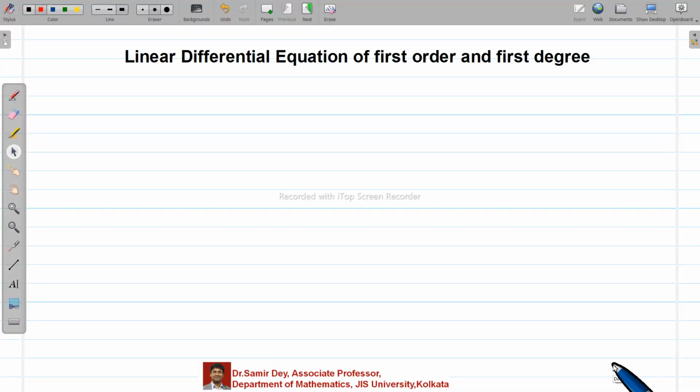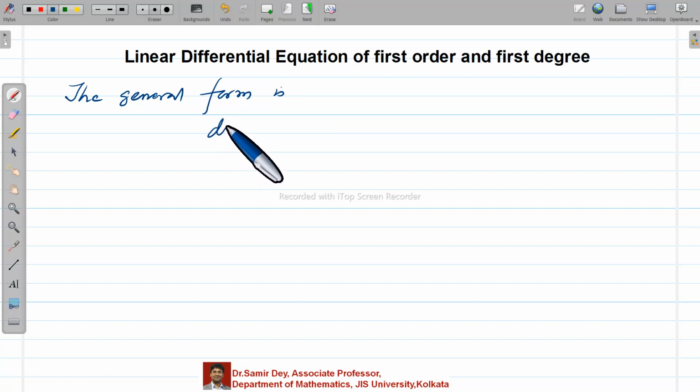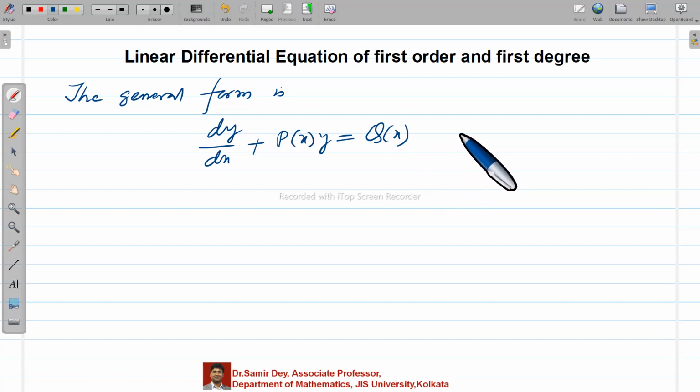Hello my dear students. Today I will discuss linear differential equation of first order and first degree. The general form is dy/dx + P(x)y = Q(x). Basically it is y on x. That means y depends on x.